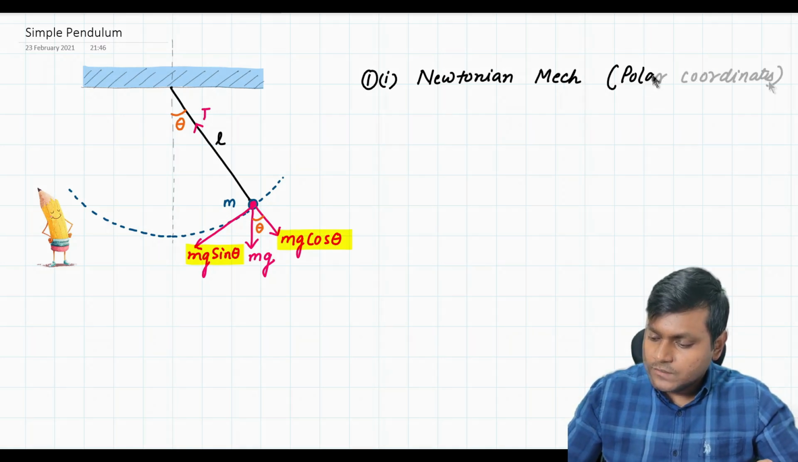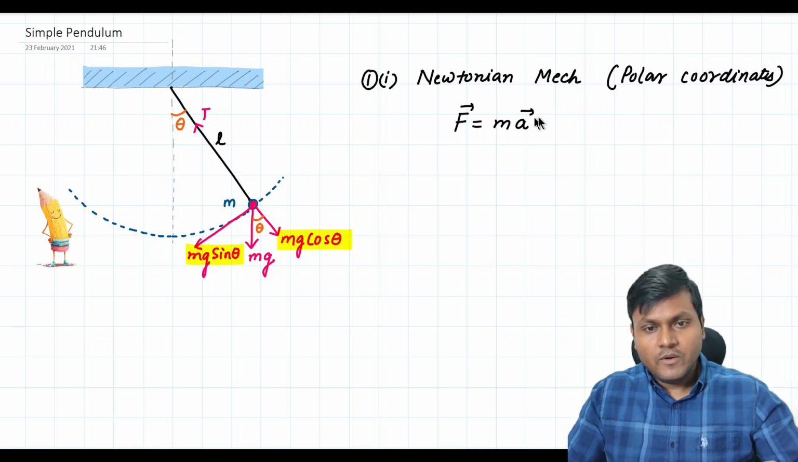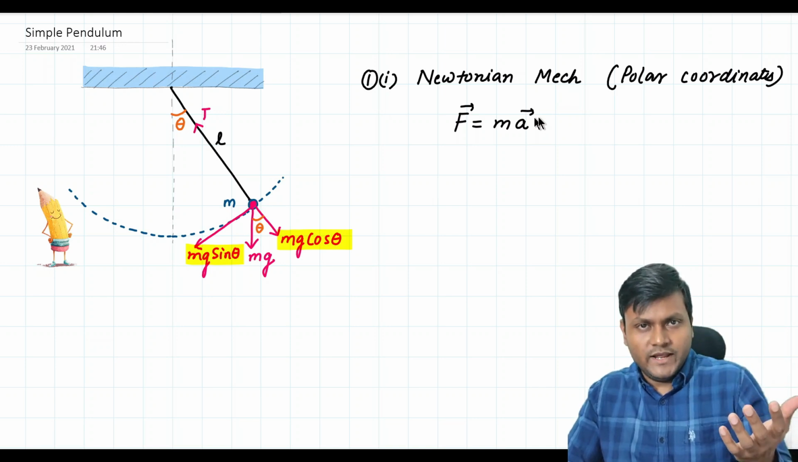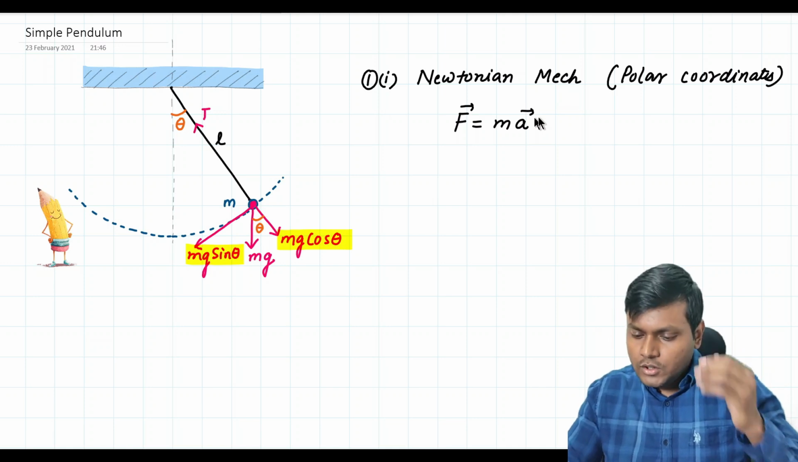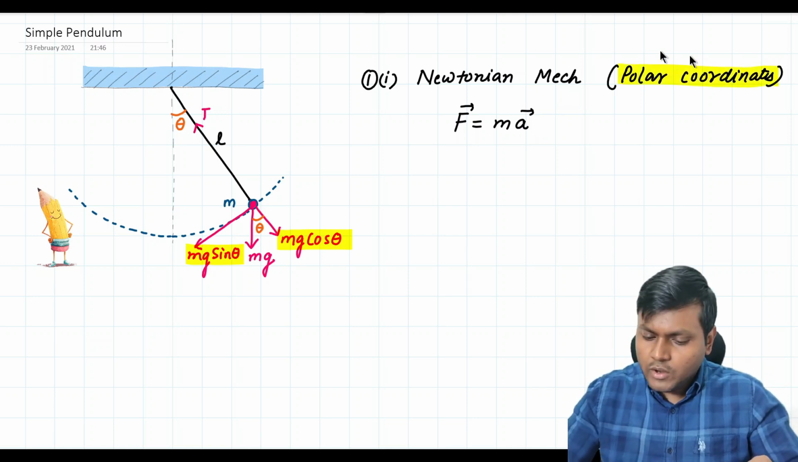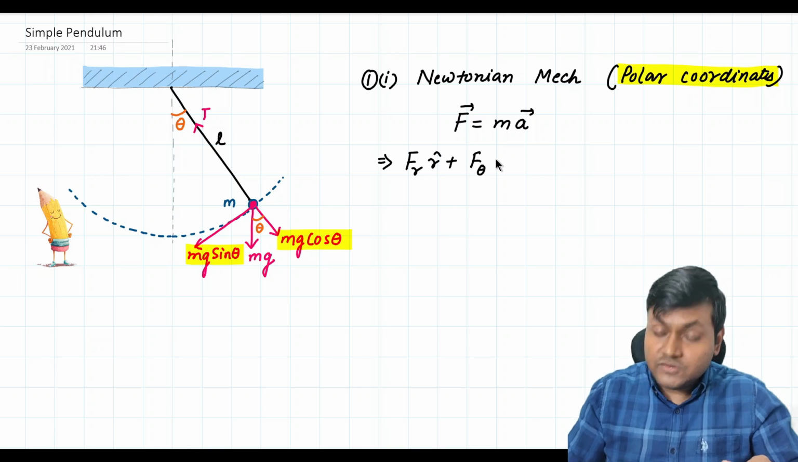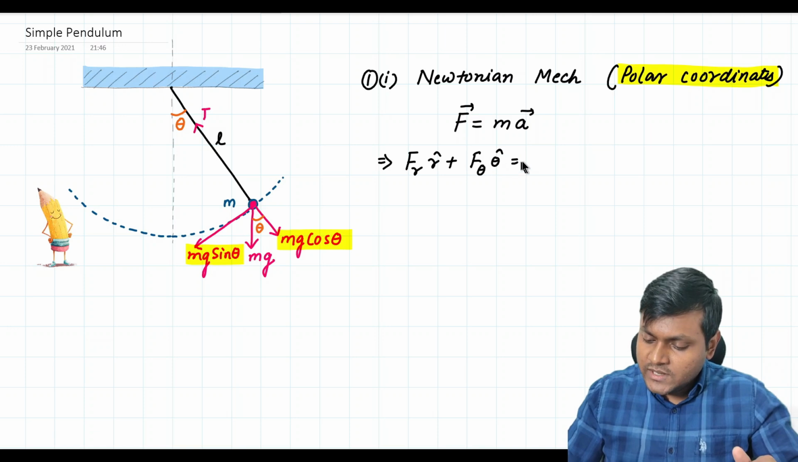in polar coordinates. Newton's second law says that the force acting on any kind of point mass object leads to some kind of acceleration a. However, because the nature of the motion is along the arc of a circle, we can apply polar coordinates. If you write Newton's second law in polar coordinates, this simply becomes the force components along the radial direction and along the transverse or tangential direction, equal to m times the acceleration component along the radial direction, plus m times the acceleration component along the transverse or tangential direction.